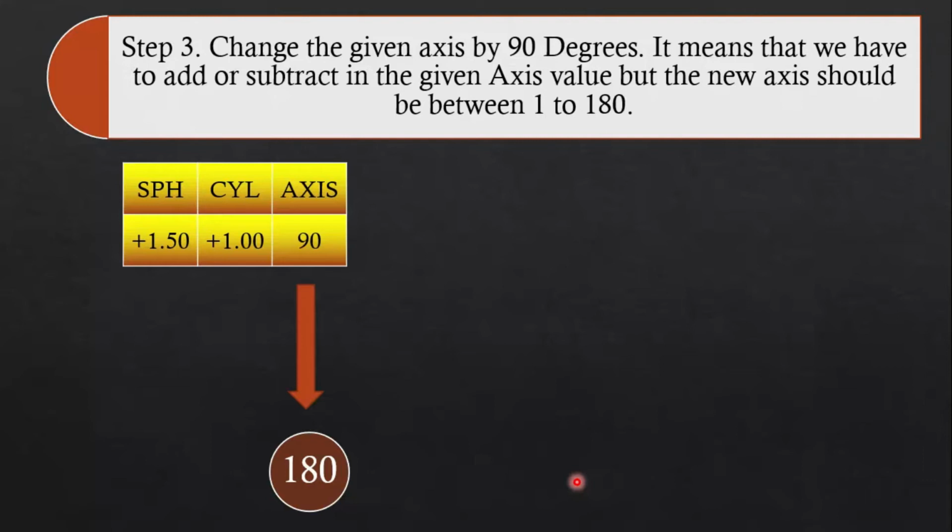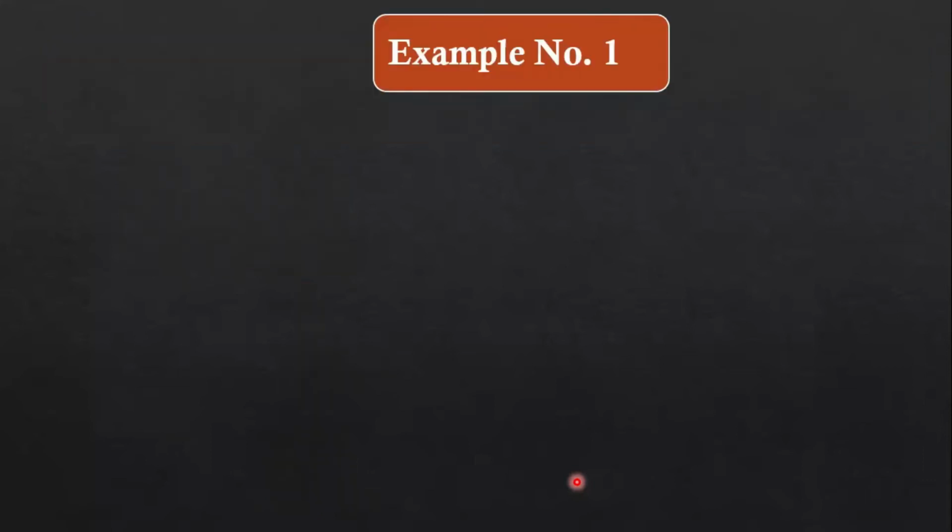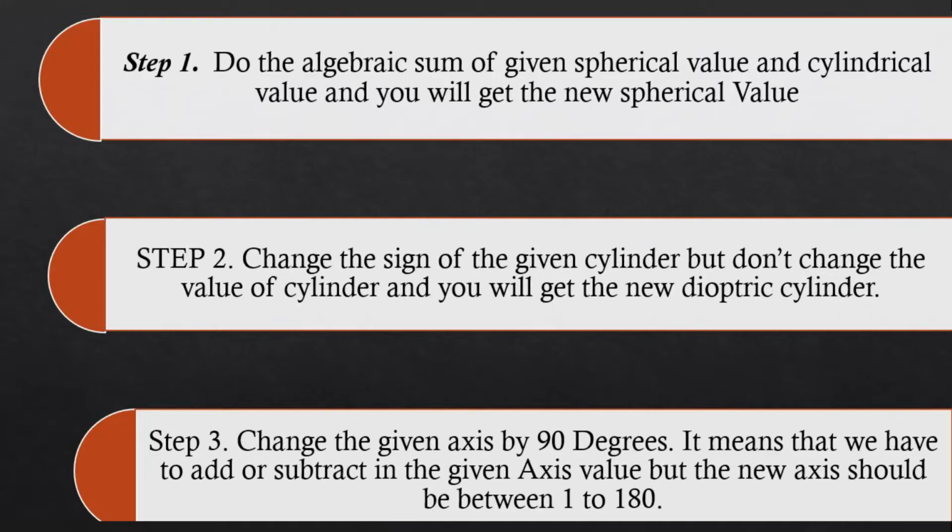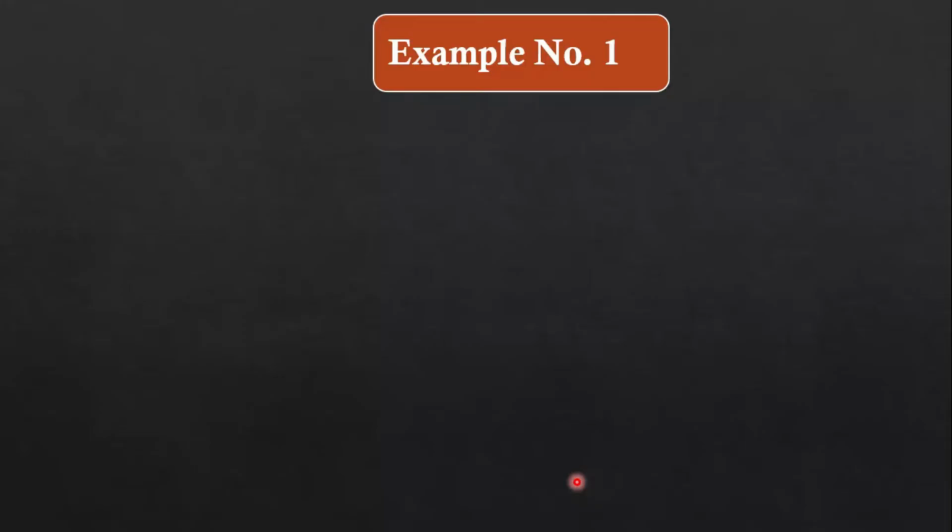In the example, plus 1.50 diopter sphere with plus 1 diopter cylinder at the axis of 90. For new sphere, we have to add the algebraic sum of spherical and cylindrical, and we'll get plus 2.50 diopter sphere. For new cylindrical, we have to change the sign, and we'll get minus 1 diopter cylinder. And for new axis, we have to add 90, and after adding 90, you will get 180.